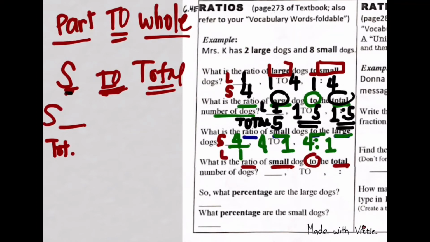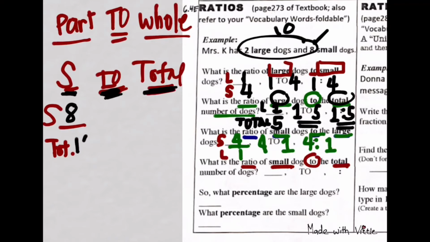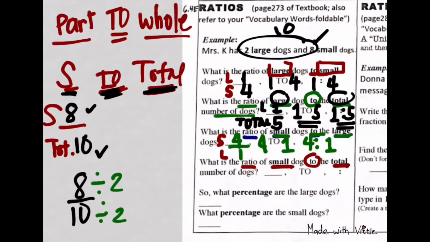Okay, so the number for small is 8 dogs. So that's going to be our first number, which is 8 on top of our fraction. Then the next number will be the word after "to", which is the total number of all the dogs. That's going to be the 10 dogs. So we're comparing part, which is the small dogs, to the total number of dogs we have. So 8 to 10. Okay, now we can simplify 8 to 10. They're both even numbers, so you can divide them by their greatest common factor, which is 2. 8 divided by 2 is 4. 10 divided by 2 is 5.